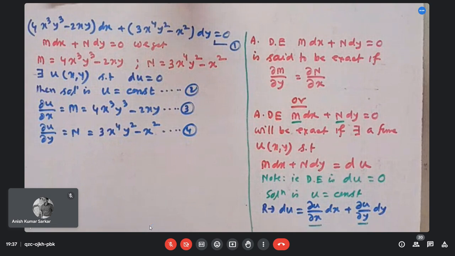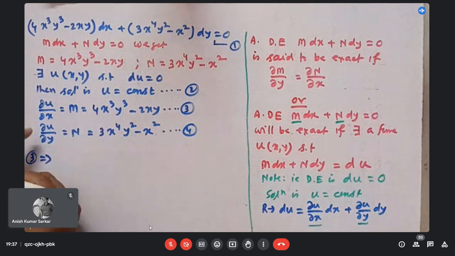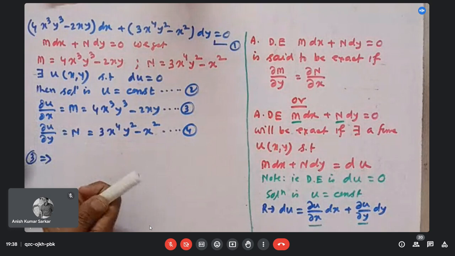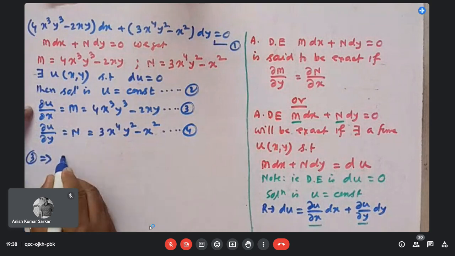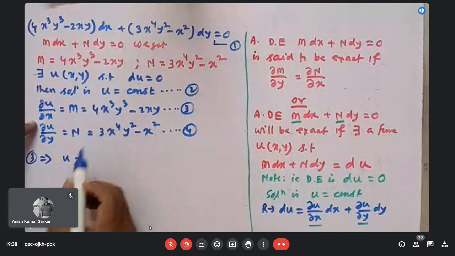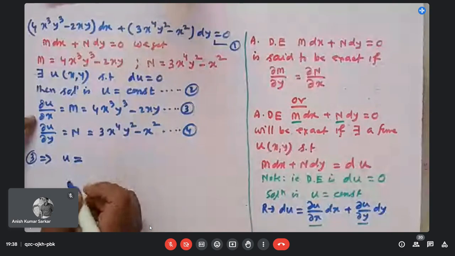Now, from 3 what are you getting? From 3 we get, if we integrate, when we will integrate from here, we get u is equal to, I shall integrate with respect to x taking y constant.